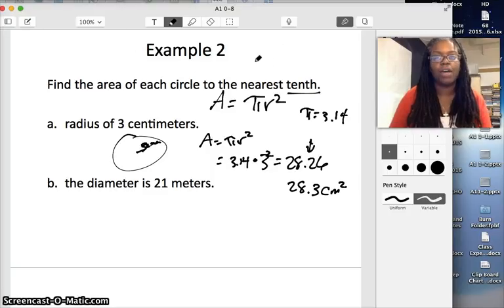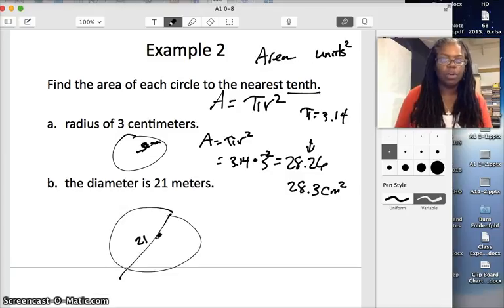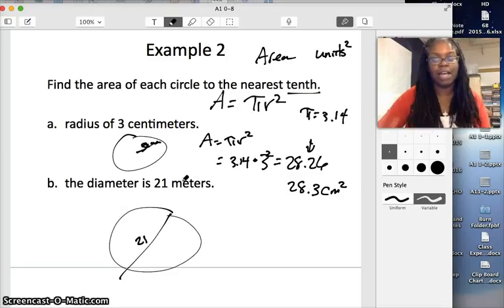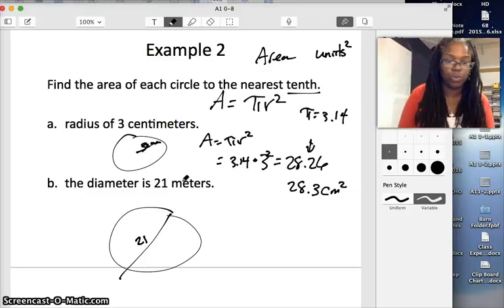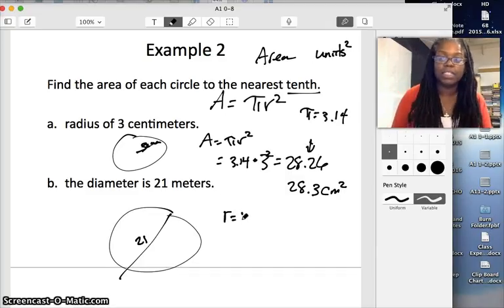Anytime we're talking about area, we're always going to say whatever the units are, and it's going to be squared. Okay? And the final one in this section is the diameter is 21 meters. So if the diameter is 21 meters, that's this. We don't have a formula that allows us to use diameter, so we need to figure out what the radius is. We know that the diameter is twice the radius, therefore the radius is half of the diameter. The radius in this case is going to be 10.5 meters.